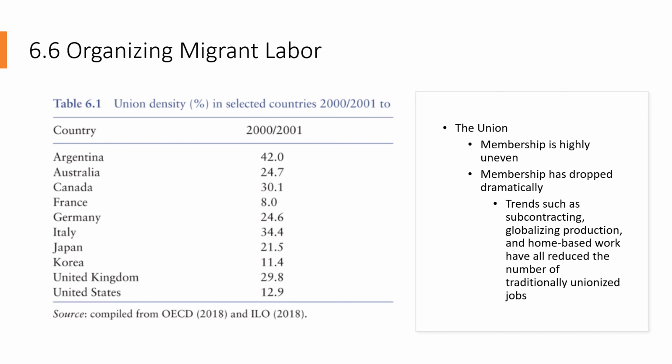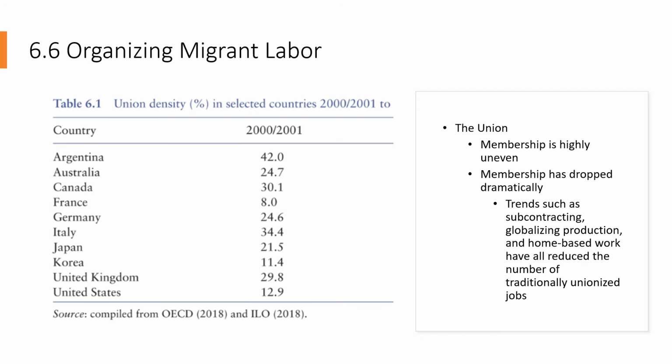During this part of the chapter, we'll be looking at ways in which workers collectively organize themselves within and sometimes resist the economic system in which they work. The traditional face of labor organizing has been the union. According to the table seen on the slide, you can see that the level of union membership is highly uneven across all the different countries.